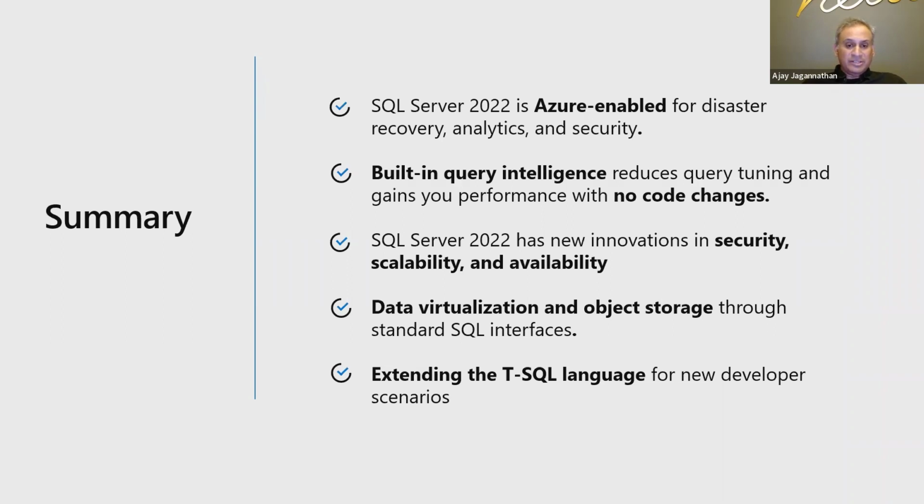The third category, security. Bob talked briefly about Ledger, but we also touched on some of the features in Always Encrypted, in the scalability of high-end systems such as buffer pool, parallel scan, TempDB contention. In the availability space, we talked about contained availability groups as well as the Intel QuickAssist backup feature. And then Bob dove into data virtualization, object storage, how you can now access data easily from SQL Server with SQL interfaces on data residing in other storage formats like a data lake, S3, etc.